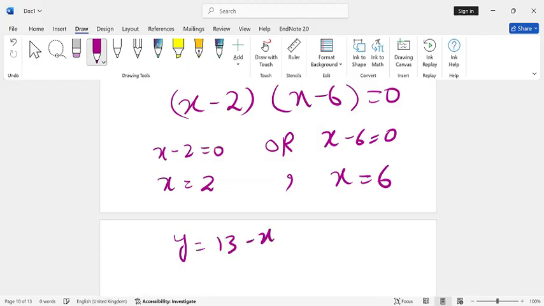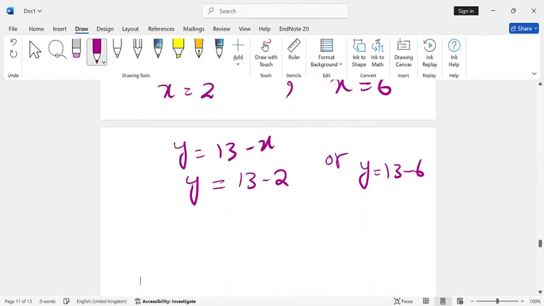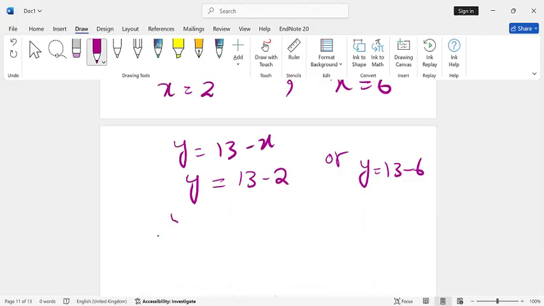This is our equation 2. So I'm just putting the values of x in this equation to get the value of y. First, y equals 13 minus 2, or y equals 13 minus 6, all right? So we have y equals 11, or y equals 7. So these are the values we have: x equals 2 and x equals 6, and y equals 11 or y equals 7. Okay, these are the answers of this question.